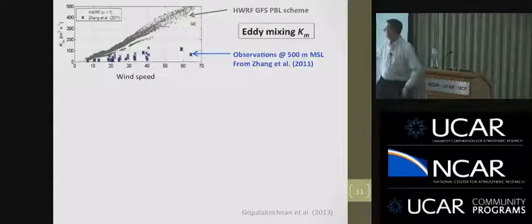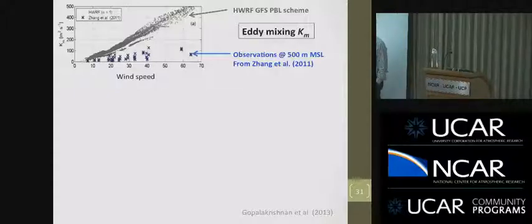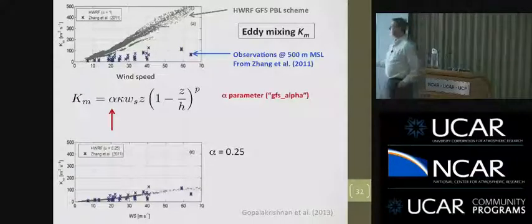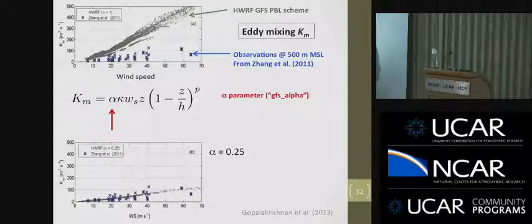And you can see that at 40, 50, 60 meters per second, the amount of mixing that was being produced was really, really excessive. So as a first attempt to try to address this, Gopal et al. did is they took this equation I showed you previously and they tacked on a damping factor, which they called alpha. What alpha is an attempt to do is take the mixing that's being produced by this scheme and reduce it, make it something that fits a little better like these observations.